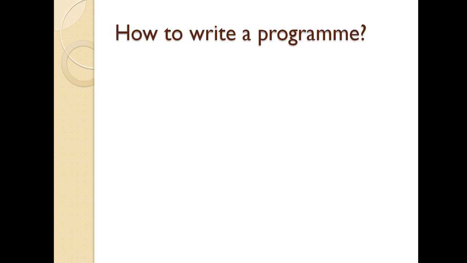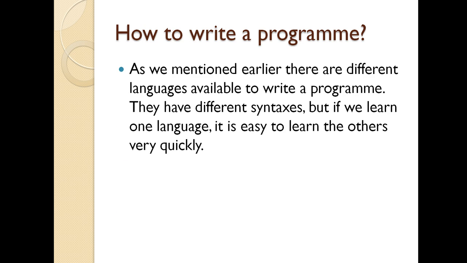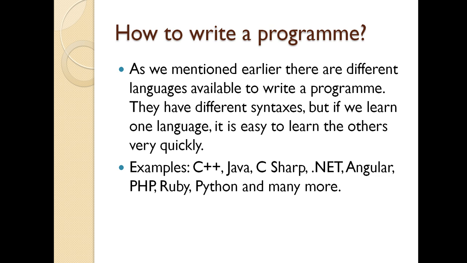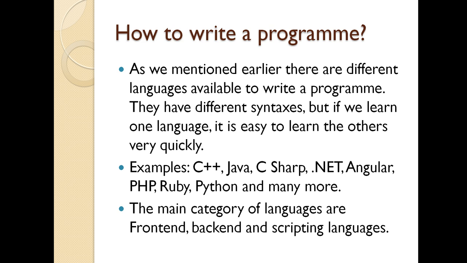So how do we write a program? As we mentioned earlier, there are different languages available to write a program. They have different syntaxes, but if you learn one language, it is easy to learn others very quickly. There are so many languages available. The main examples are C++, Java, C Sharp, .NET, Angular, PHP, Ruby, Python, and there are many more. The main categories of languages are front-end languages, back-end languages, and scripting languages.